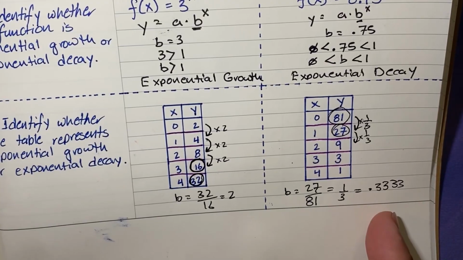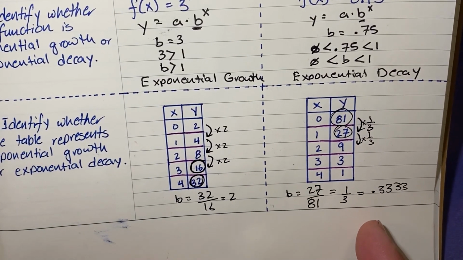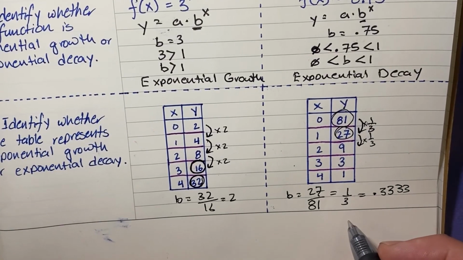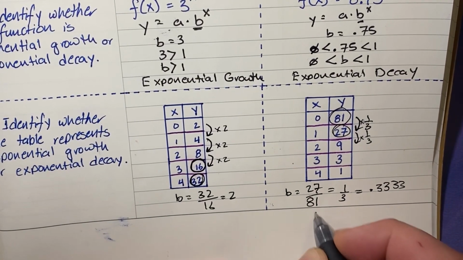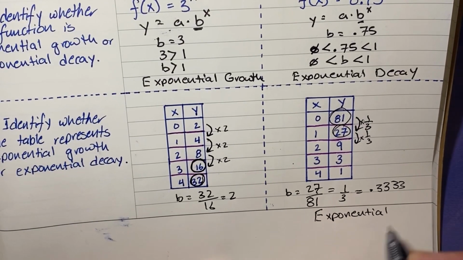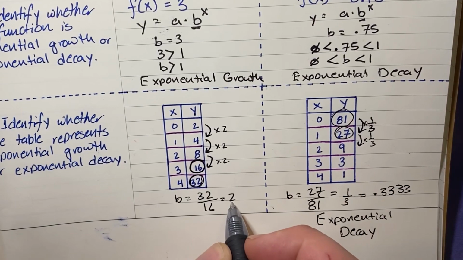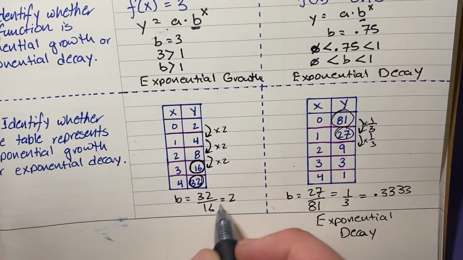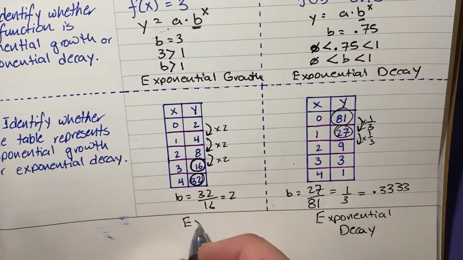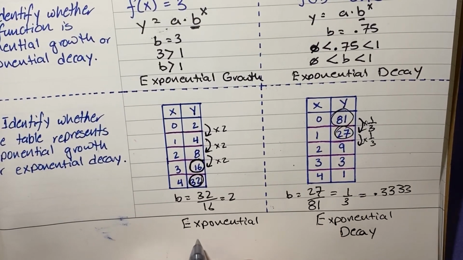So in this case, because my b is between 0 and 1, it's a fraction between 0 and 1, we're going to call this exponential decay. Versus this one, because my b value was greater than 1, we're going to call this exponential growth.